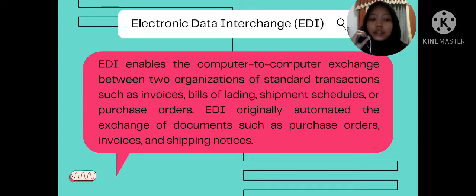EDI enables the computer-to-computer exchange between two organizations of standard transactions such as invoices, bills of lading, shipment schedules, and purchase orders. EDI originally automated the exchange of documents such as purchase orders, invoices, and shipping notices. Companies use EDI to automate transactions for B2B commerce and continuous inventory replenishment. Suppliers can automatically send data about shipments to purchasing firms, and the purchasing firms can use EDI to provide production and inventory requirements and payment data to suppliers.